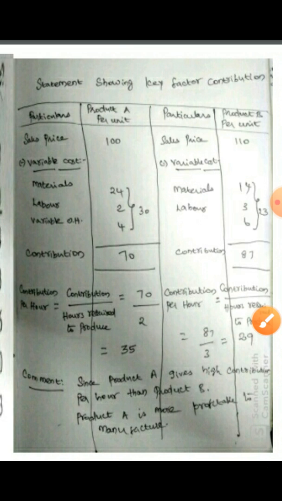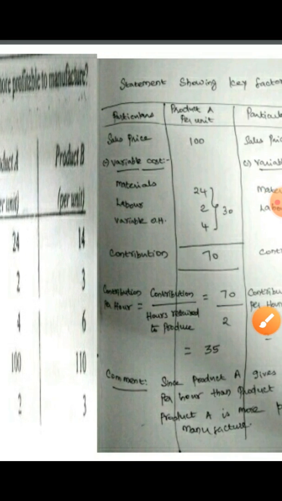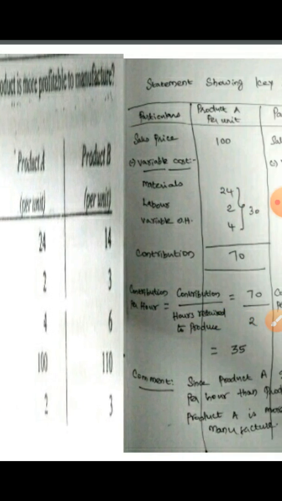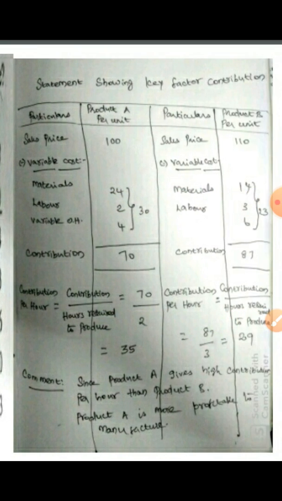Then moving on with the next thing. As usual in our marginal cost statement, after writing the selling price, from that we will be deducting our variable cost. In the case of variable cost, we have been given labor, variable overheads and material value. All these three things will constitute your variable cost. For product A the material value is 24, labor value is 2 and variable overhead value is 4, and for product B the material value is 14, labor value is 3 and variable overhead value is 6. So this is the information.